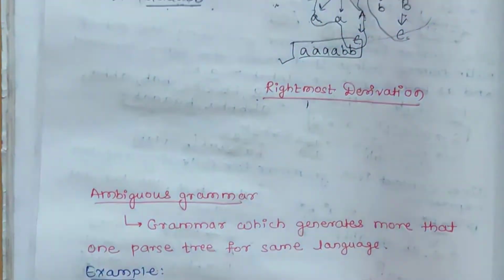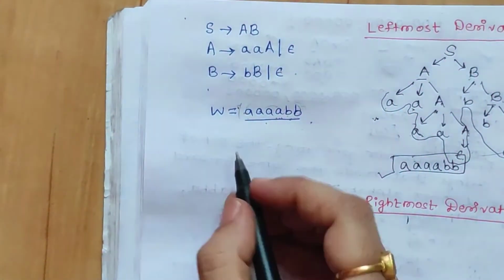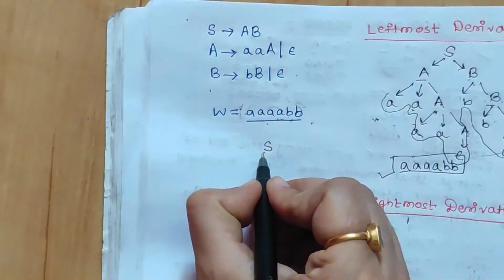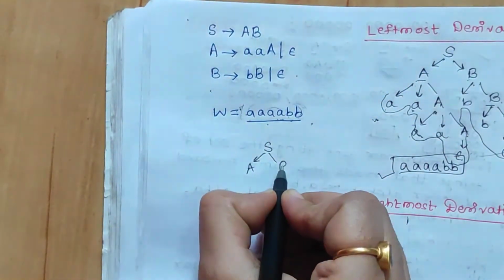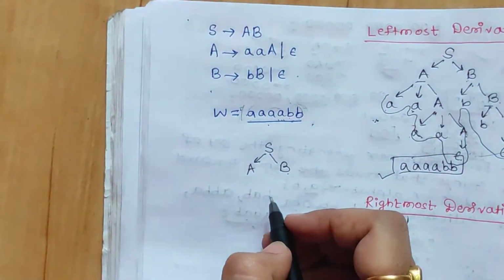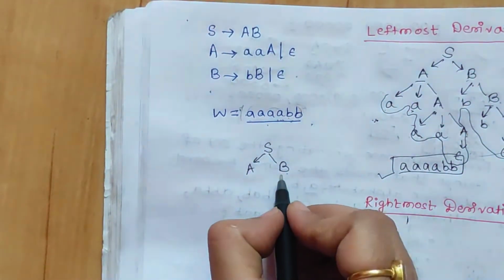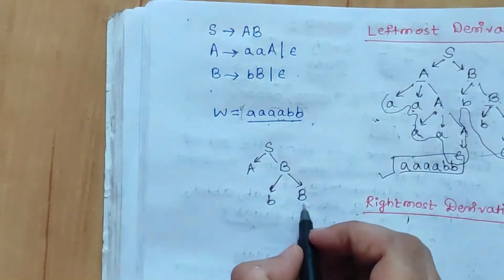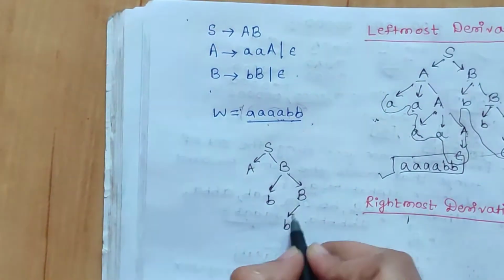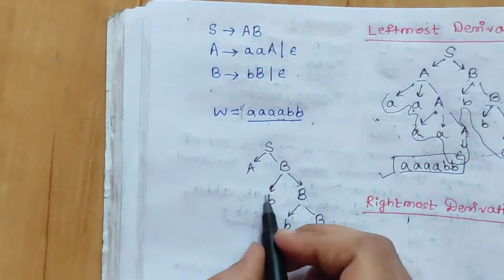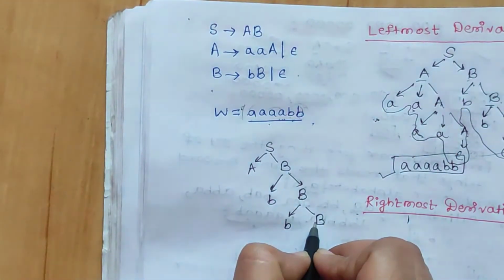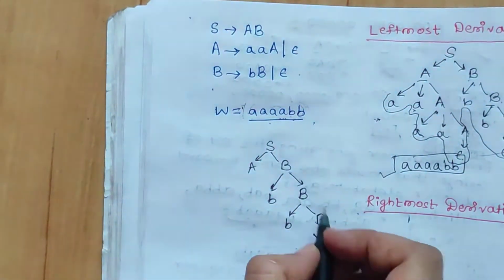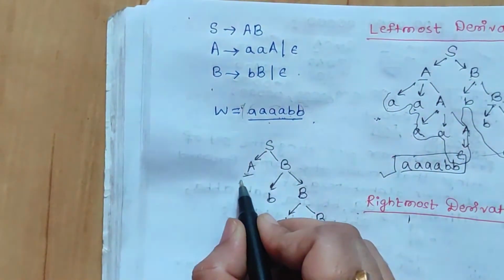Now we will discuss what is rightmost derivation. We will see how to generate a rightmost derivation tree for the above string. So initially S gives A, B. Now in case of rightmost derivation we have to replace the rightmost symbol first. Here the rightmost symbol is B, so B can be replaced with b. In the next iteration this B will be replaced because it is the rightmost symbol. Now in the next iteration again B will be replaced because this is the rightmost, so we will replace B with epsilon.